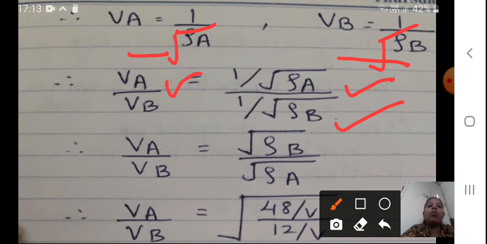Now what will happen, students? The 1 and 1 get cancelled. This part will go up. So what you will get, students: VA upon VB is equal to root of rho B upon root of rho A. As it is 1 upon, when 1 comes down, 1 and 1 get cancelled.